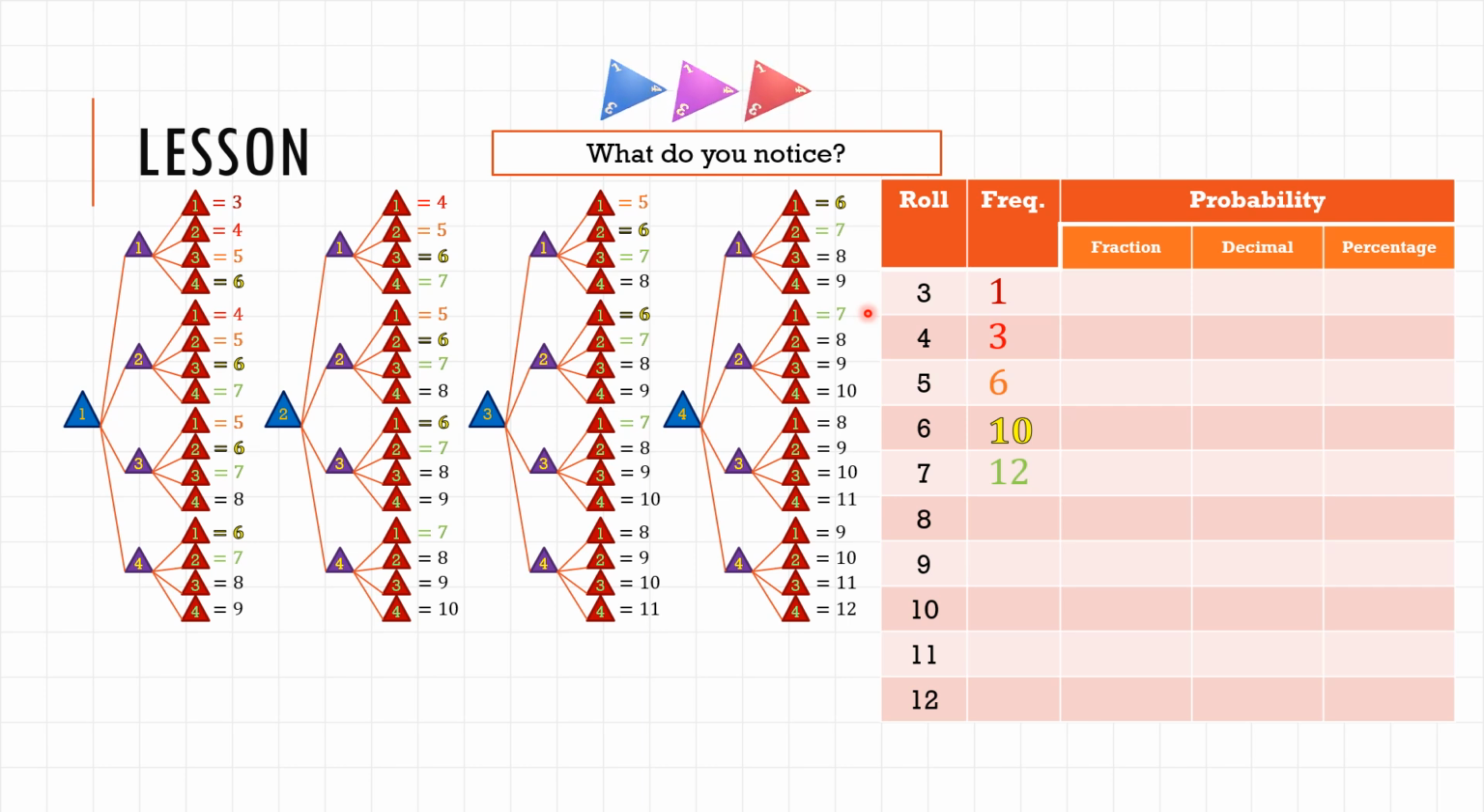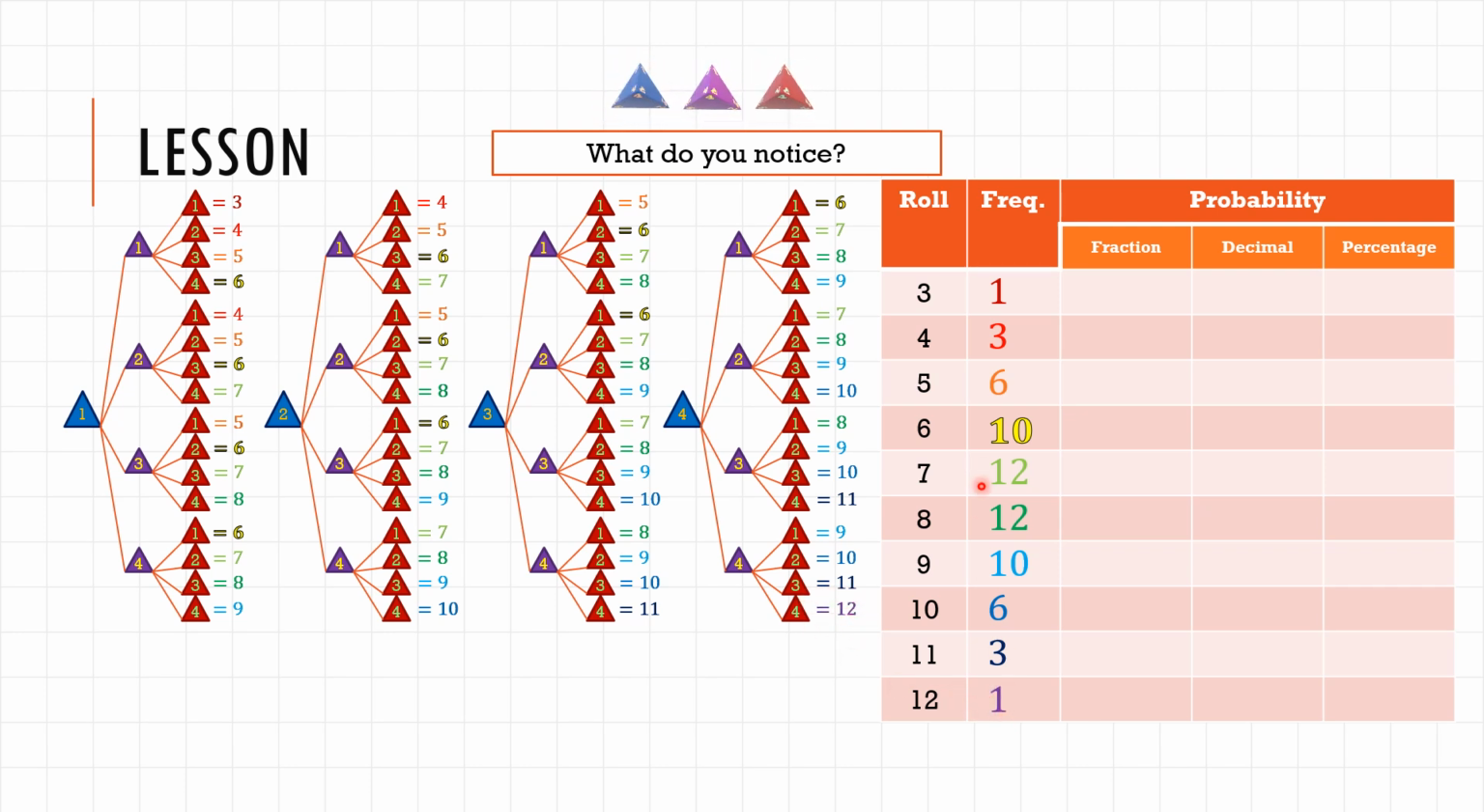There are also 12 ways to roll an 8. There are 10 ways to get a 9. And like we saw earlier, there were 6 10s, right? There are only 3 different ways to roll an 11: 3, 4, 4, or 4, 3, 4, or 4, 4, 3. And there's only one way to roll a 12.